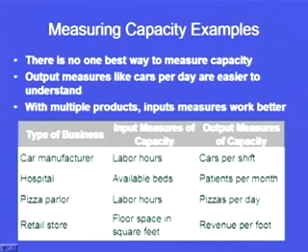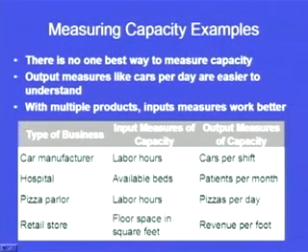Similarly, the second example is hospital. The input measure of the capacity is the available beds, the number of beds available. So that is the input measure of capacity. But the patients per month is going to tell us the output measure of capacity, that is, how many patients have attended that particular hospital, maybe in a month or maybe in a year. So patients per month is an output measure of capacity.